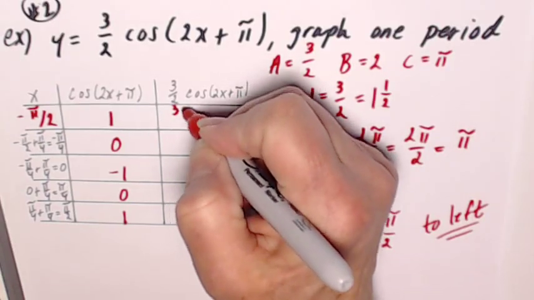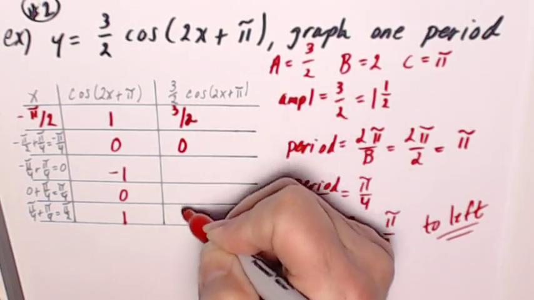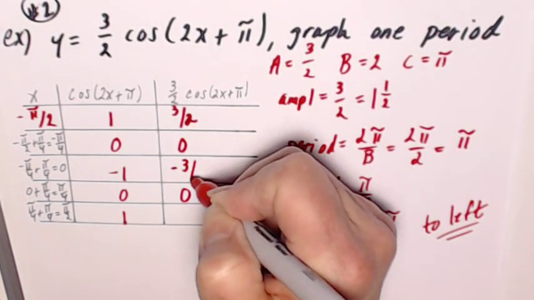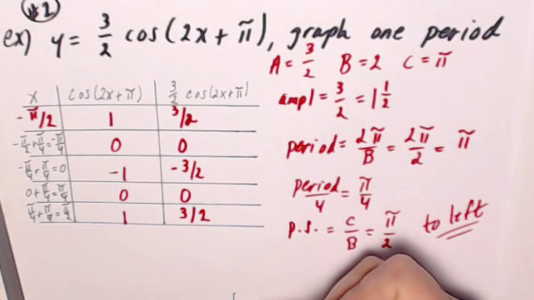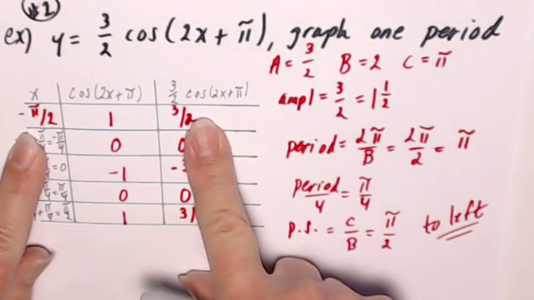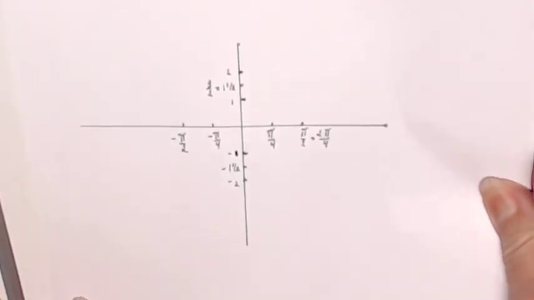1 times 3/2 is 3/2. This would be 0. That would be 0. I like to do the easy math first. This would be negative 3/2. And then this would be 3/2. So now we have our x values and our y values, and we can go and plot these on our graph.